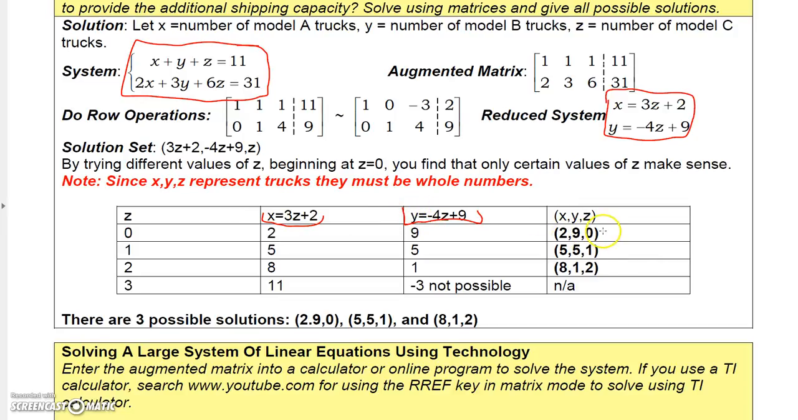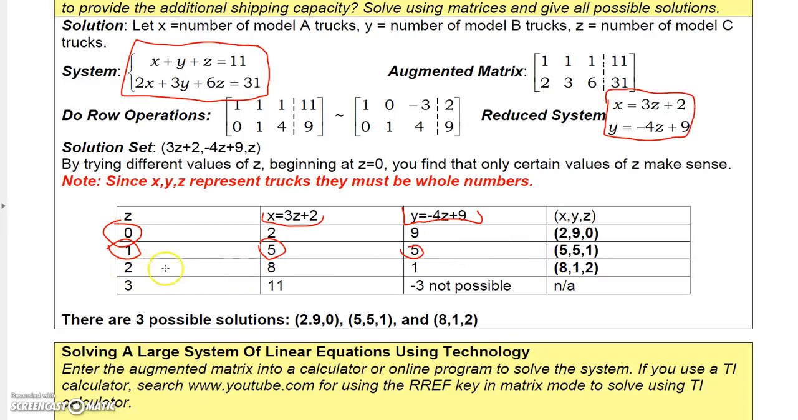So what I did is I knew that z couldn't be a negative number, and I know that z has to be a whole number. So I just started with the smallest value of z that I could use. Since z is a truck, the smallest value it could be is 0. When I put 0 in for z, I plug it in for x, and I get x is 2. Plug it in here, I get y is 9. Well, then I tried z equal 1. Could we have one z truck? Turns out we can, because that would give us 5 of the x trucks and 5 of the y trucks and 1 of the z trucks.